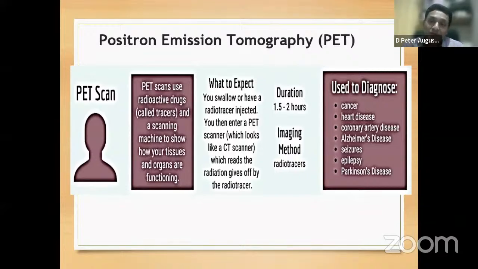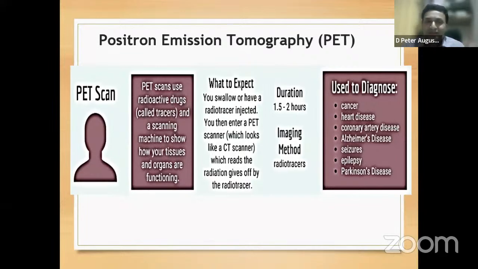The characteristic of a cancerous cell is that it consumes more glucose. That cell consumes more glucose, so we can identify it from there. Then you swallow or have a radiotracer injected, and the PET scanner room reads the radiation given off by the radiotracer.